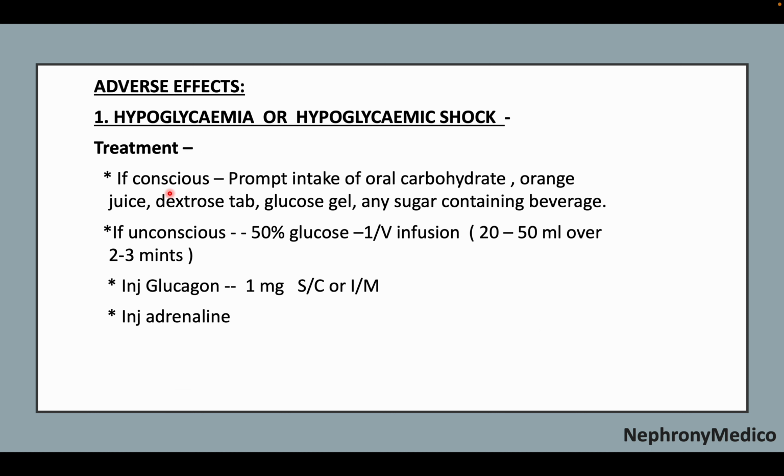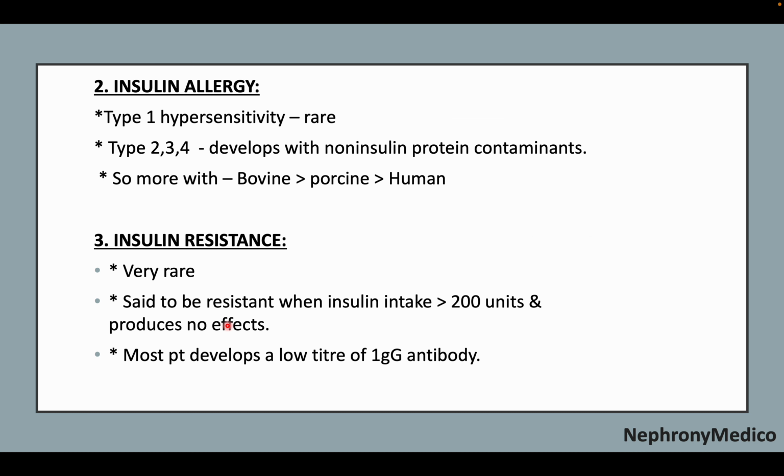The treatment is, if the patient is conscious, prompt intake of oral carbohydrate, oral juice, dextrose tablets, glucose gel, or any sugar-containing beverage. If unconscious, 50% glucose IV infusion should be given over 2 to 3 minutes, injection glucagon 1 mg subcutaneous or intramuscular should be given, and injection adrenaline should be given.